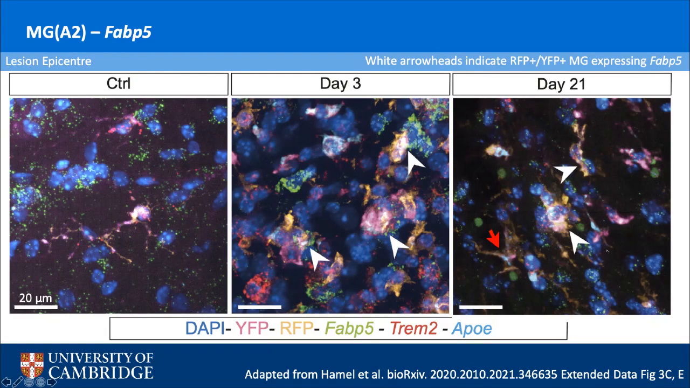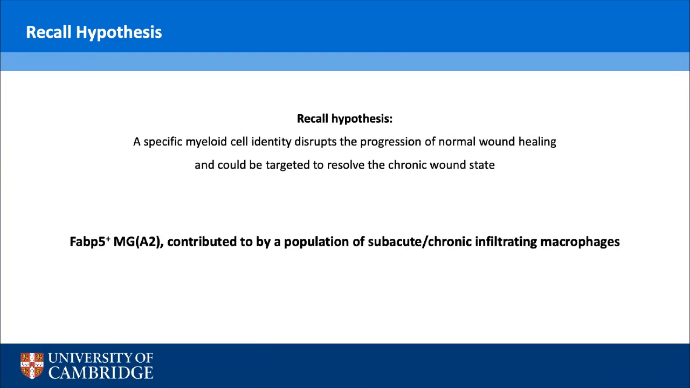I'd also like to draw your attention to the morphology of these microglia. In the control, you can see that the microglia have this nice ramified morphology, but by day 3, they are highly activated and amoeboid. And then by day 21, the Fabp5 positive microglia, denoted by the white arrows, remain amoeboid, while the Fabp5 negative microglia, with this red arrow here, seem to have recovered something of this ramified morphology.